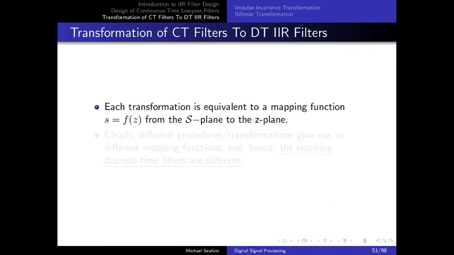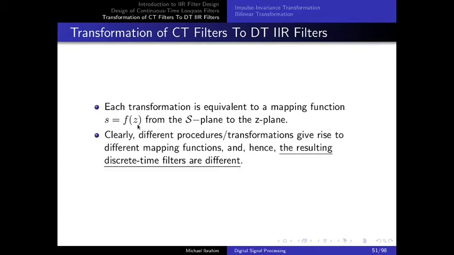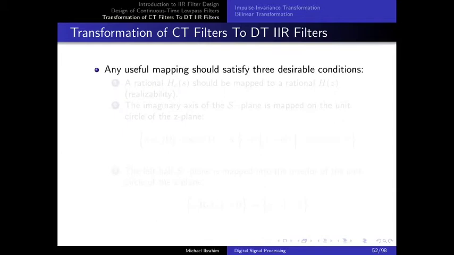Each transformation is equivalent to a mapping function, f of z. So we are looking for a function that would map the S domain into Z domain. Clearly, different procedures or transformations give rise to different filters, but these different filters should be meeting the specification we have. So we might be having different realizations of discrete time filters, but supposedly they should be having the same specifications. Any useful mapping from the S domain to the Z domain must satisfy three desirable conditions.